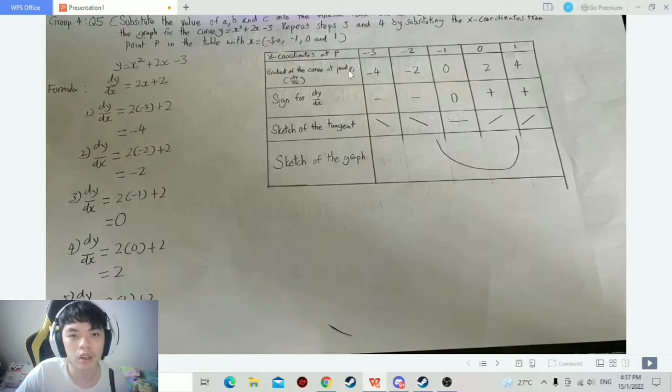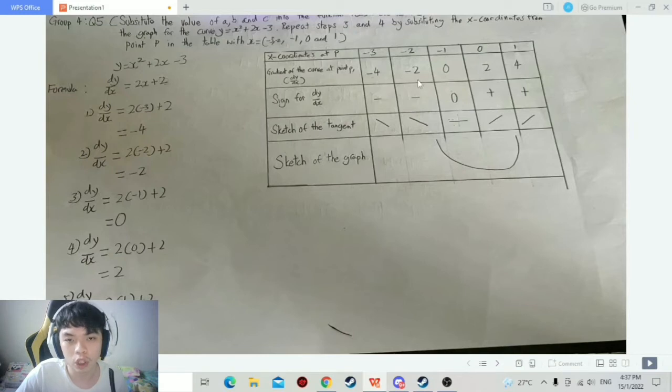After that, we need to list down the gradient of the curve at point P that we got earlier. For -3, the gradient of the curve at point P is -4. For -2 is -2. For -1 is 0. For 0 is 2. For +1 is 4.